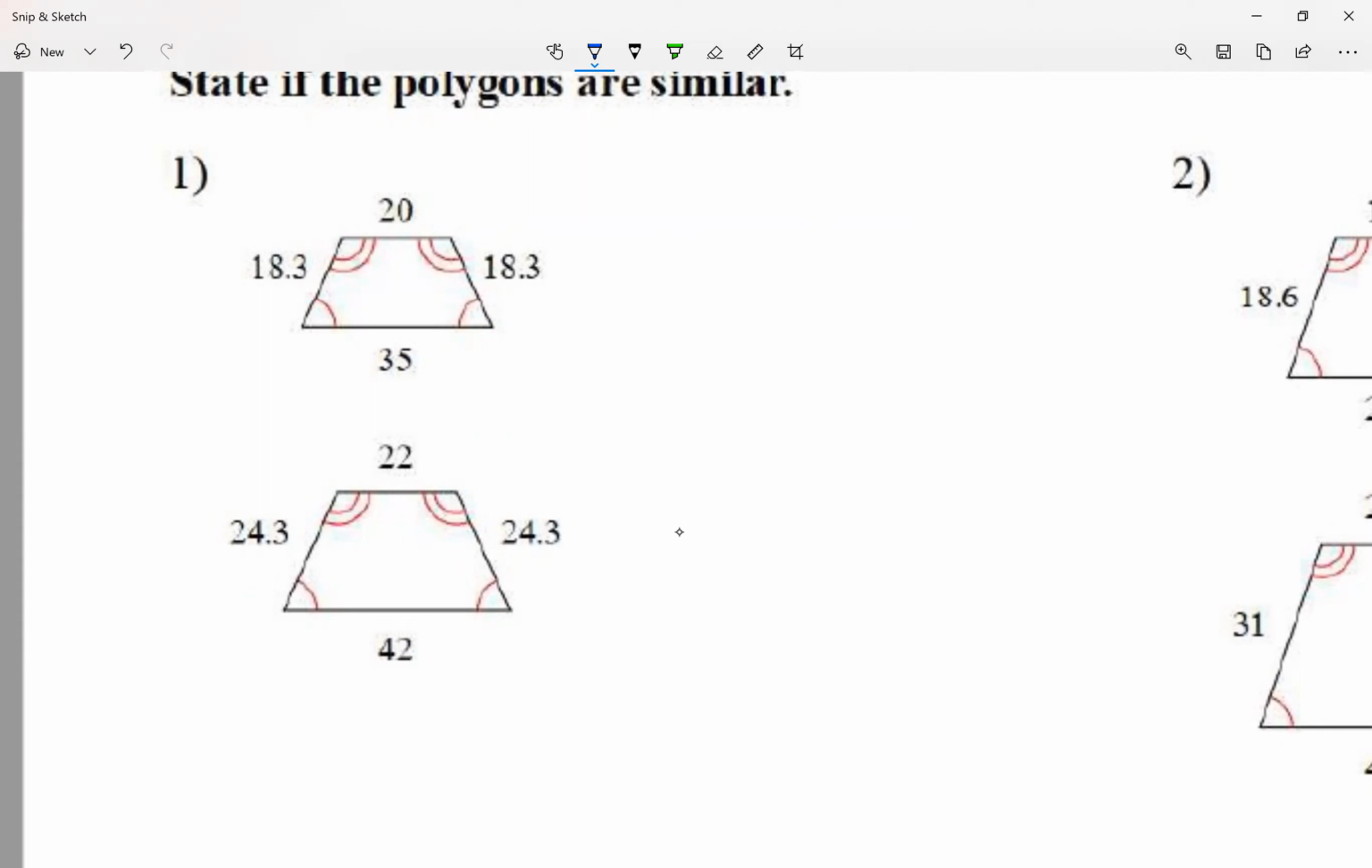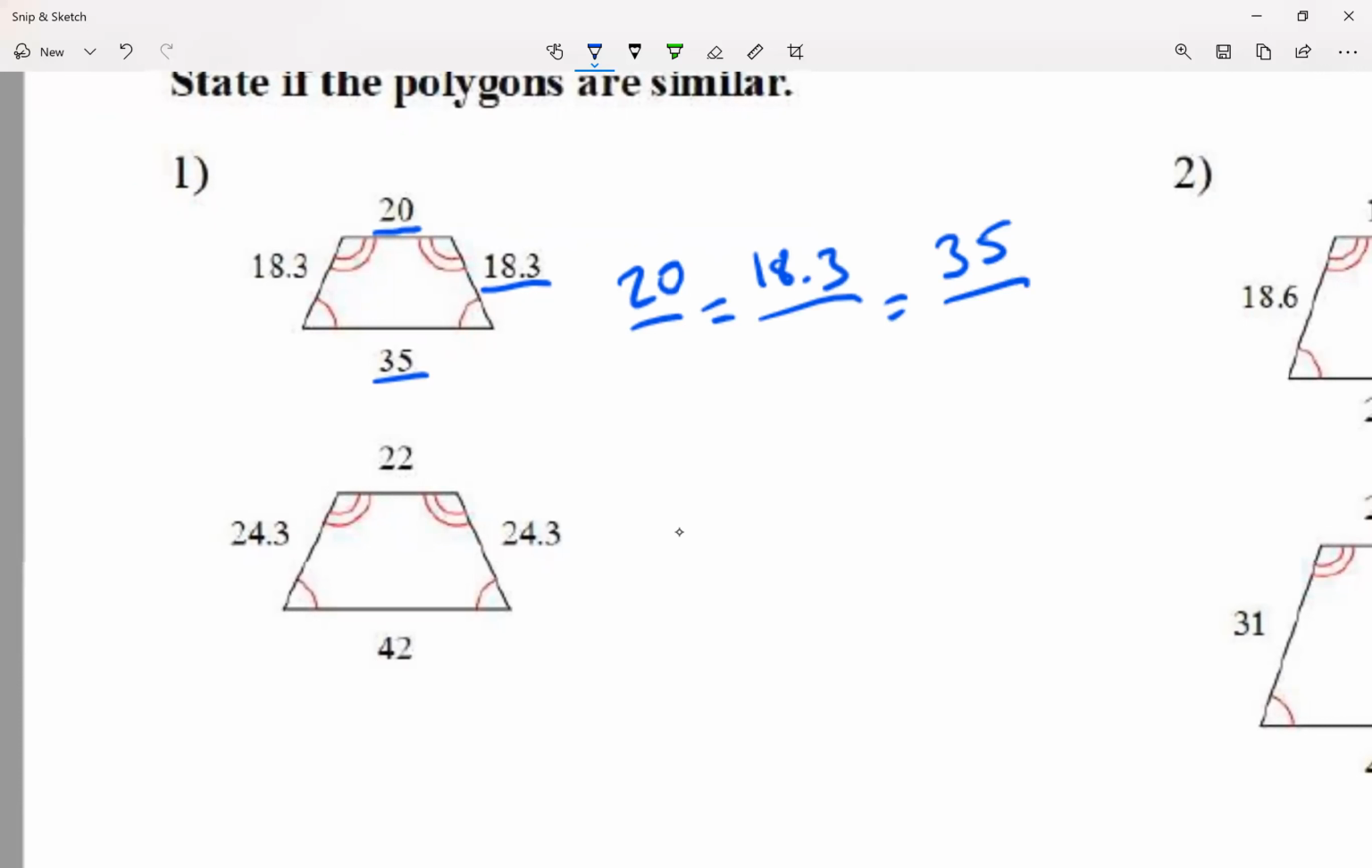That's fine. The other part, sides are proportional. Let me take a look. The numbers that I see from my first polygon are 20, 18.3, and 35. Let me write those numbers. I'm going to write fractions, but I'm going to keep those on the same side of my fraction. In this case, on the top, 20, 18.3 and 35. Notice that I only use 18.3 once.